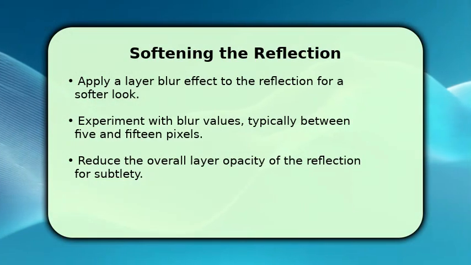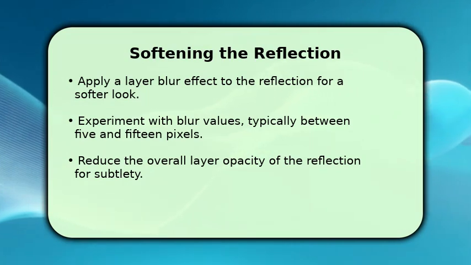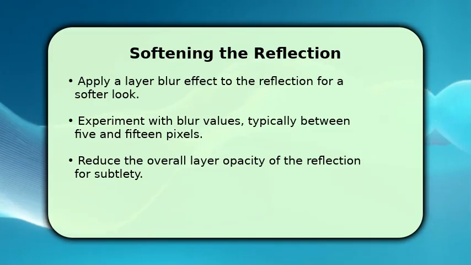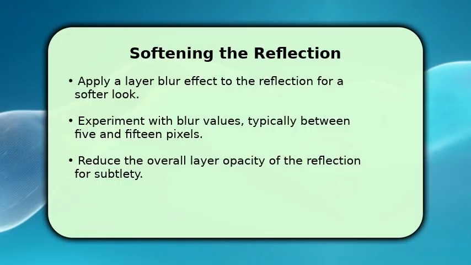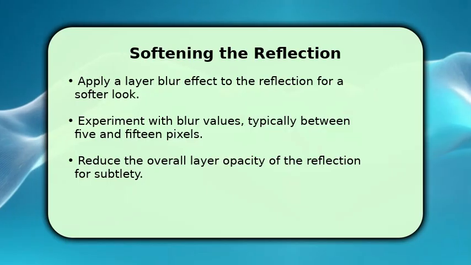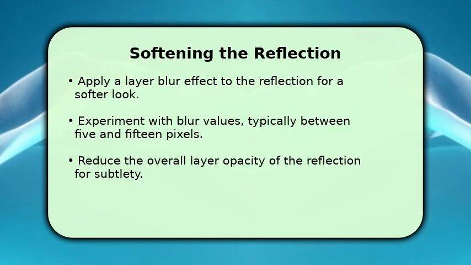To make your reflection appear even more natural and less sharp, we'll introduce a blur effect. Select your reflection layer and navigate to the Effects panel. Apply a layer blur and adjust the blur radius. A value between 5 and 15 pixels often works well, depending on your design. Additionally, consider reducing the overall opacity of the reflection layer to around 30 to 50%. This softens the effect, making it blend seamlessly with the background.